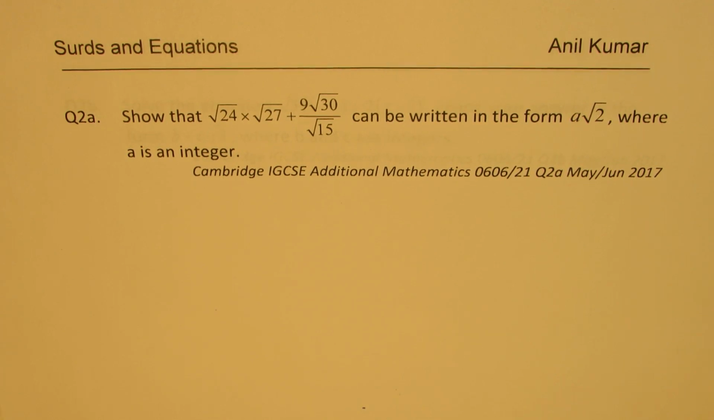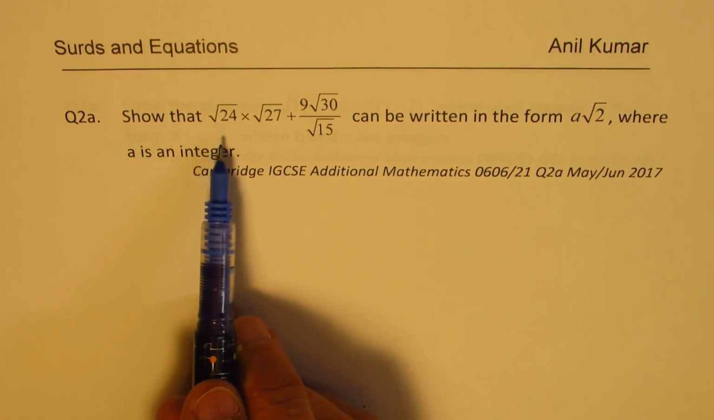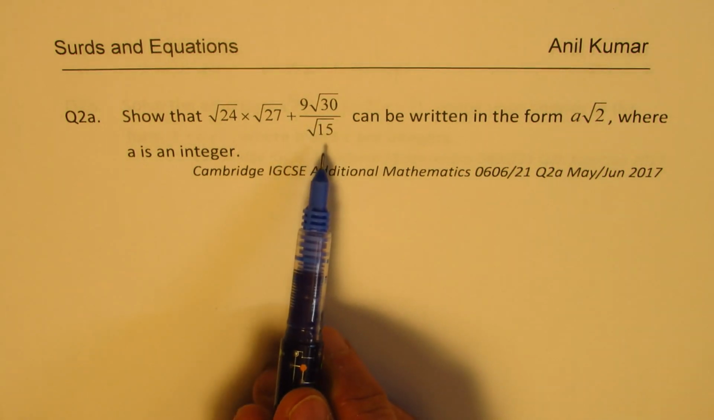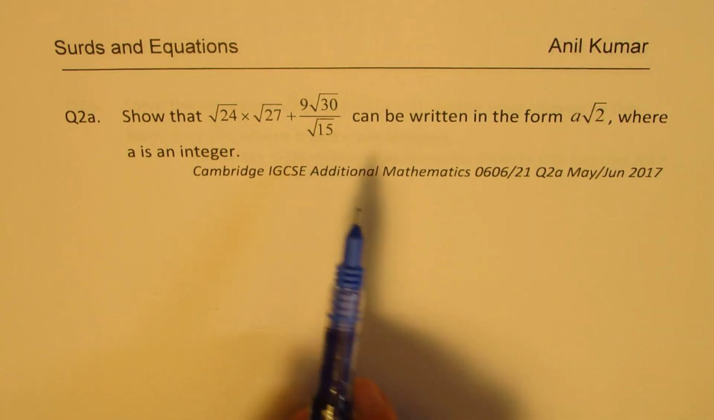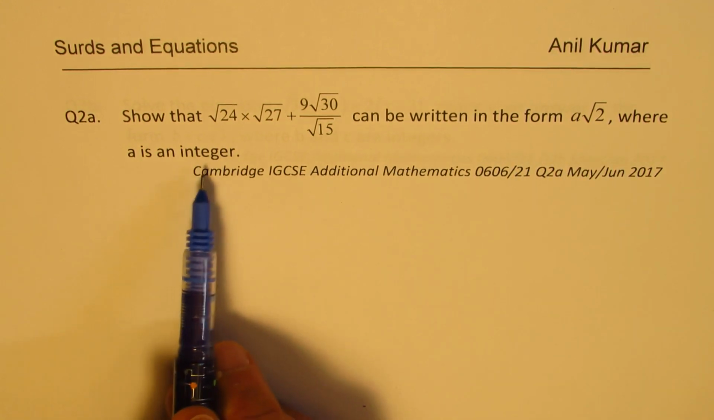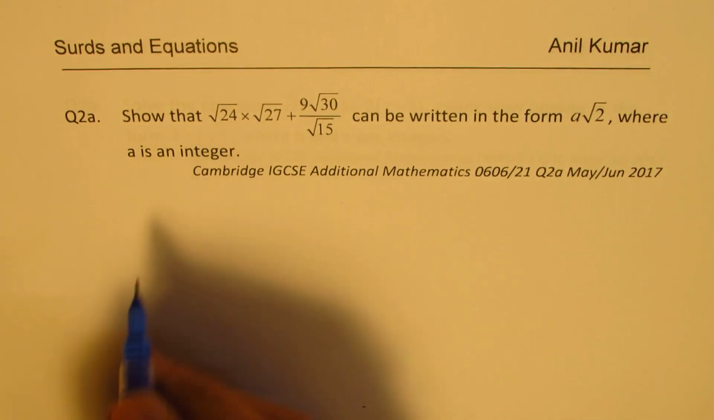This is question number 2 from June 2017 test paper. The question is, show that square root of 24 times square root of 27 plus 9 square root 30 over square root 15 can be written in the form a square root 2, where a is an integer. We have part B also, which will follow. So let's try to simplify this.